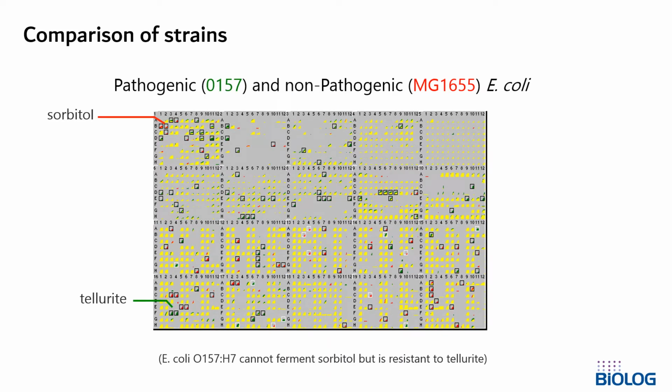Sometimes there's a need to discern the differences between two closely related strains. In this case, we're comparing two strains of the same species, a pathogenic E. coli O157 as compared to MG1655. And people have understood that O157 behaves differently from typical lab strains of E. coli for a long time. In this example, everywhere you see a black box, the software is flagging a significant difference between these two strains.